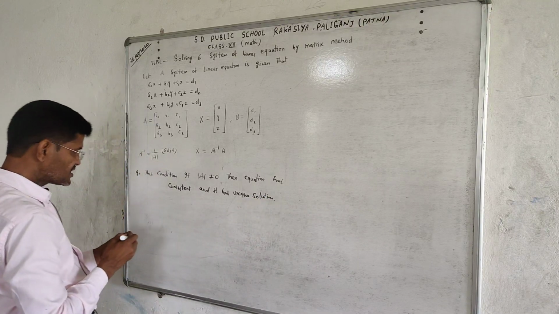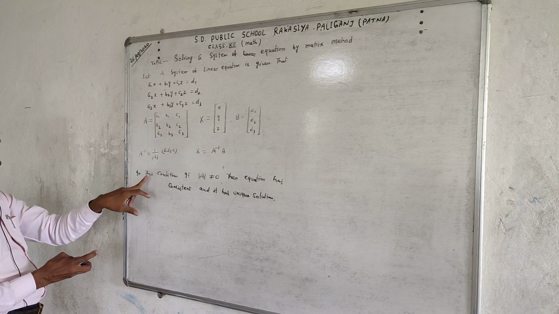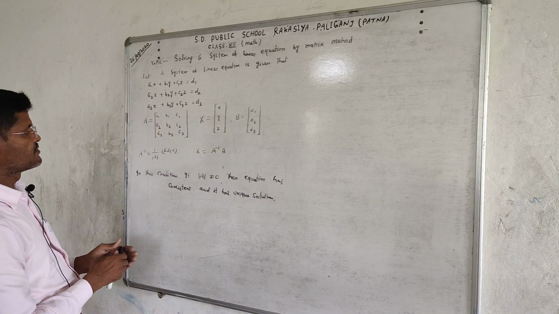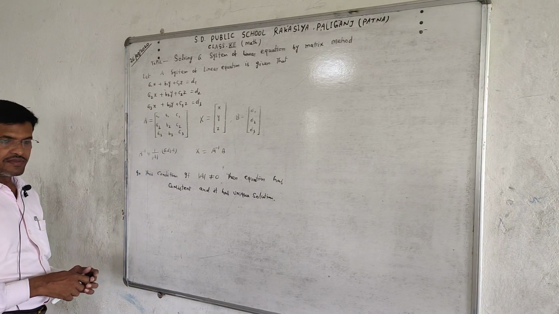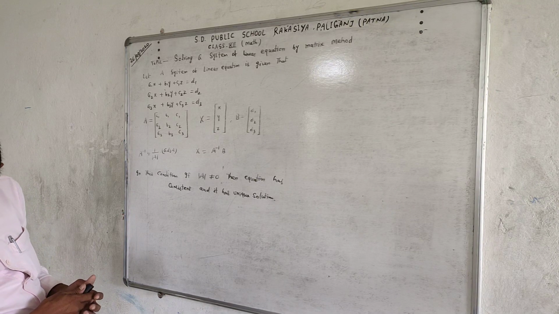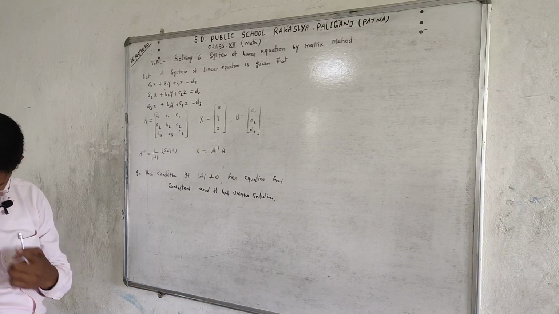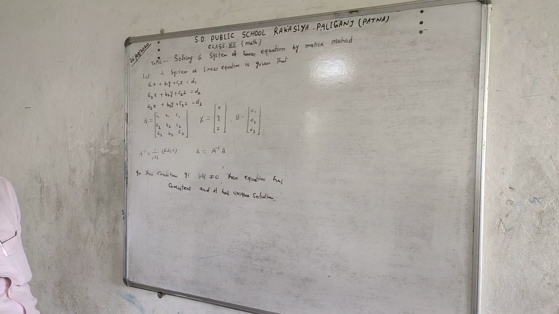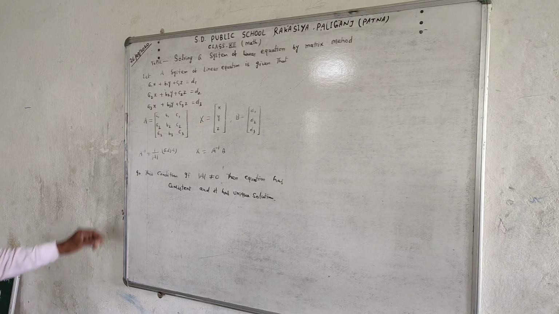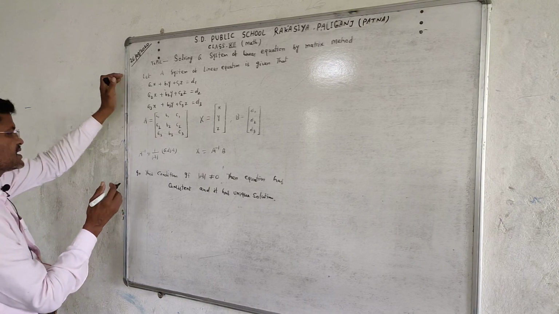For a unique solution, it is necessary that determinant A does not equal 0. If the determinant is equal to 0 but adjoint A into B does not equal 0, then the system is called inconsistent, and it has no solution.